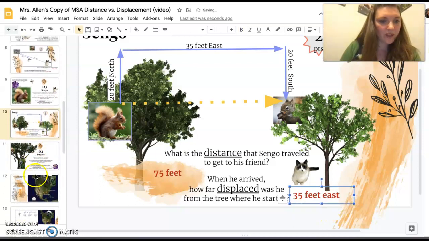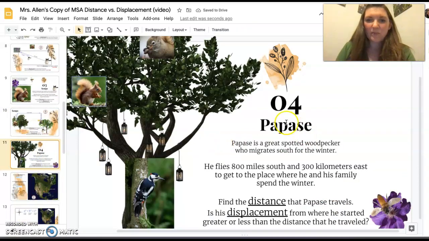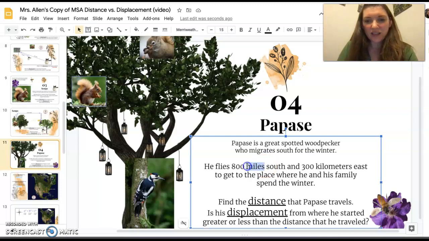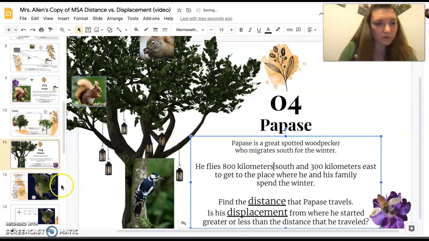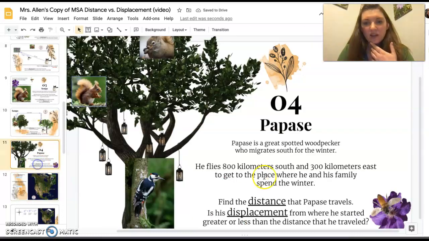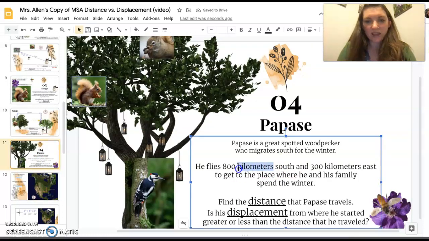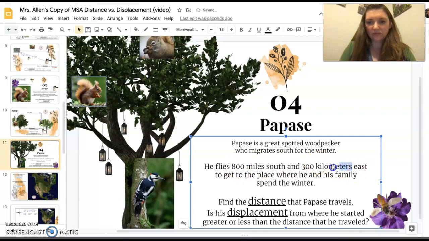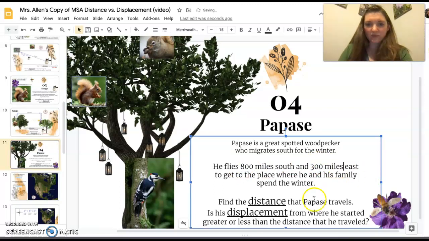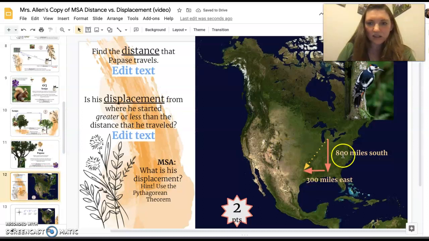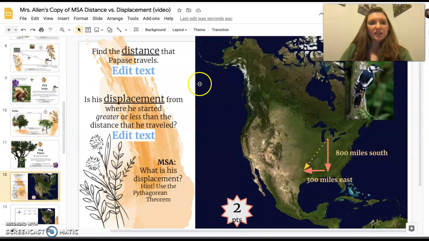Okay. So then we have Papase the woodpecker. He is migrating south. So 800 miles south and 300 kilometers. Oh man, I mixed it up here. 800 kilometers south and 300 kilometers east. What did I say down here? I did miles. Well, okay, we'll say miles then. So 800 miles south, 300 miles east.